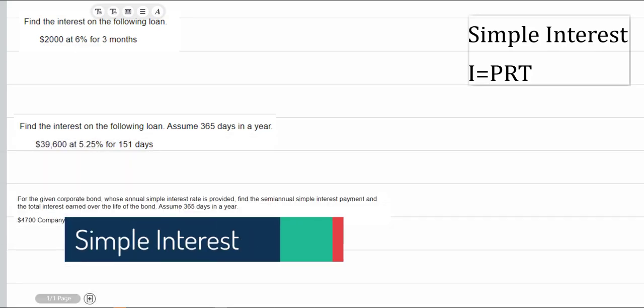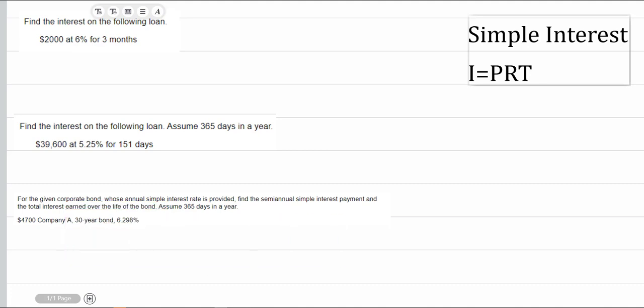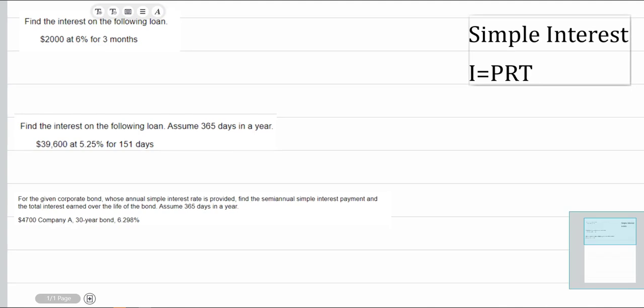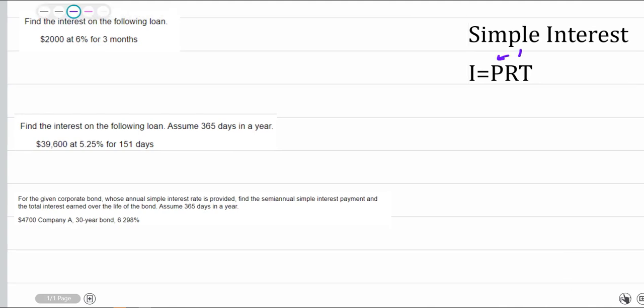All right, these are all simple interest problems where you find interest by the principal times the rate times time. And sometimes you will see that they will write this as present value, which is the same thing. So presently, find the interest on this loan. Interest equals the 2,000, 6% change to a decimal.